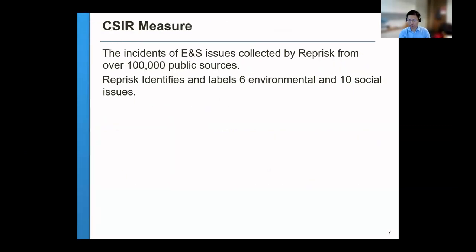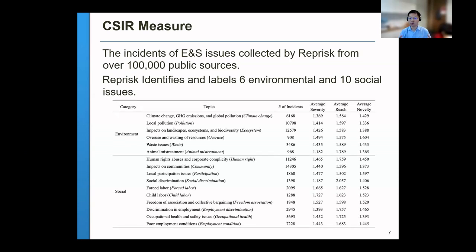So here we just collect the data and try to measure corporate E and S responsibility. We call it CSIR measures. Basically, we got the data from RepRisk. RepRisk collects the incidents of E, S, and G. We only focus on E and S. RepRisk identifies and labels the environmental and social issues, so we look at all the issues related to environmental and social matters.